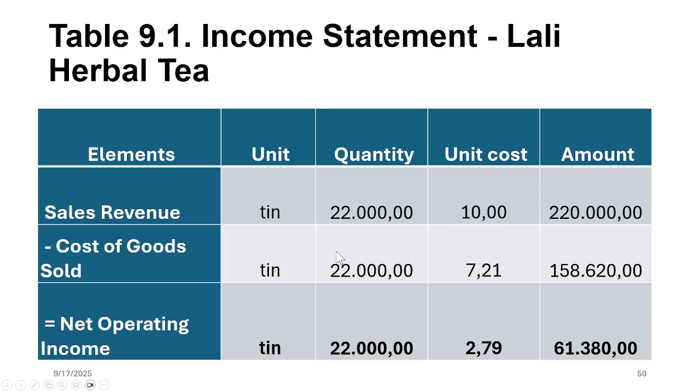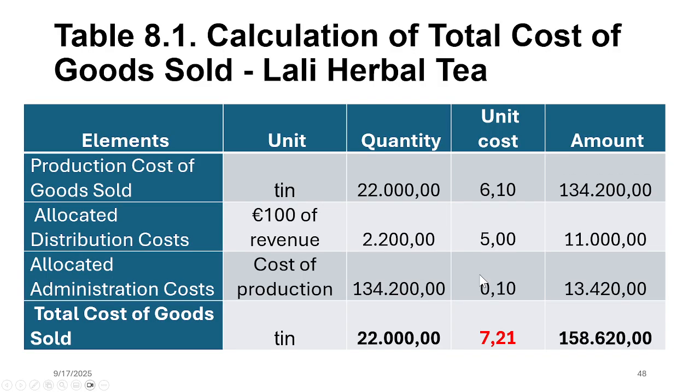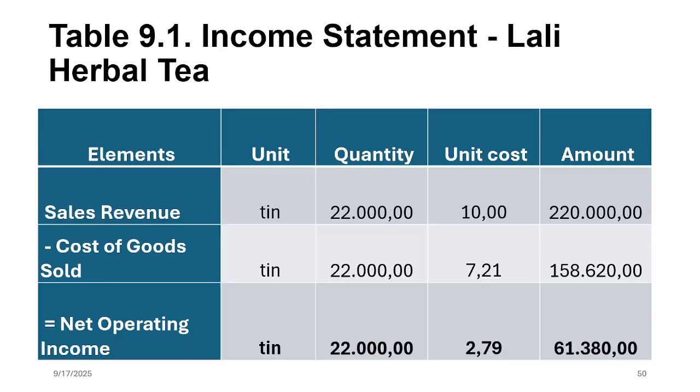220,000. Cost of goods sold should be the quantity multiplied by the unit cost, which is 7.21, right? And here we have the amount, and finally we calculate that the net operating income is 61,380,000. But we also calculate the net operating income per unit, which should equal the total net operating income divided by the quantity of product sold.